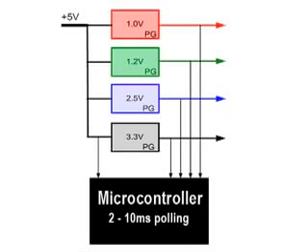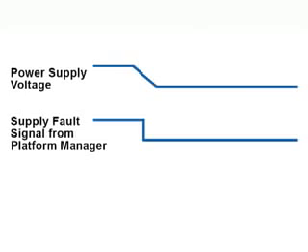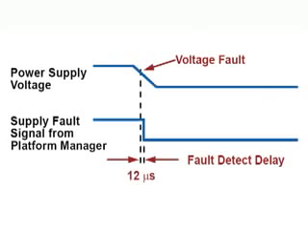Traditionally, designers have utilized microcontrollers with analog-to-digital converters, ADCs, to monitor voltage rails. The downside of this approach is slow response times coupled with accuracy limitations that can affect system reliability. Platform Manager uses a comparator CPLD approach, which can be several orders of magnitude faster and more accurate at about half the cost of ADC-equipped microcontrollers. Platform Manager provides a threshold accuracy of 0.7%, with reaction time to a fault measured in microseconds instead of milliseconds. This accuracy and fast response minimizes failures such as flash corruption.